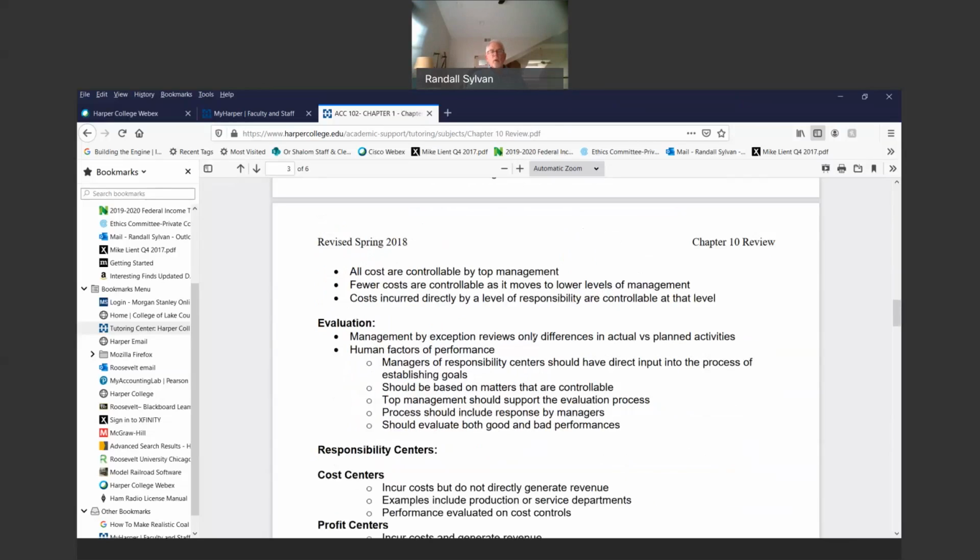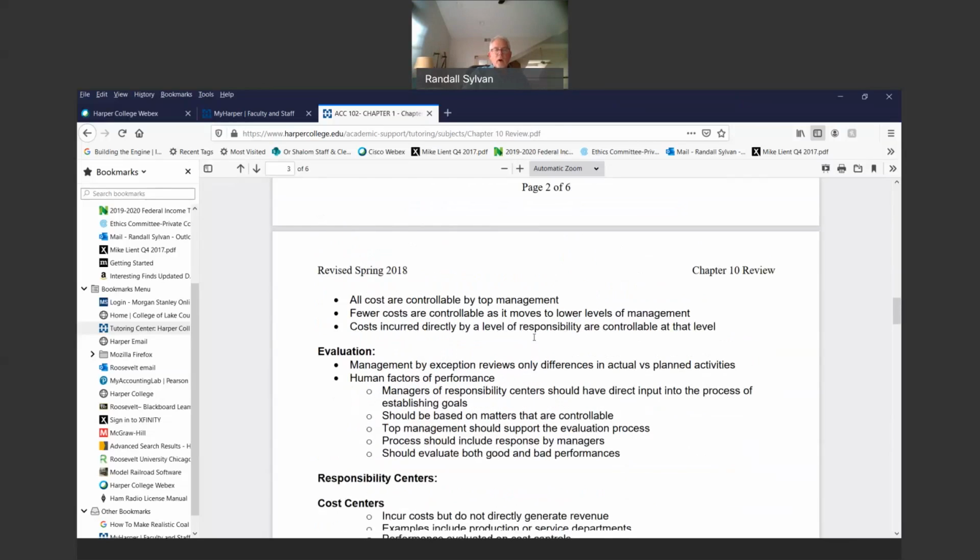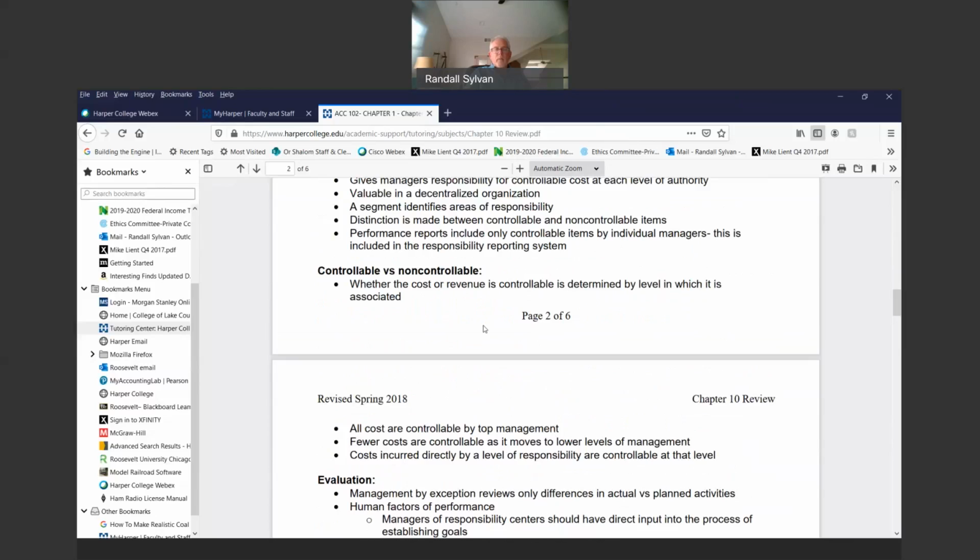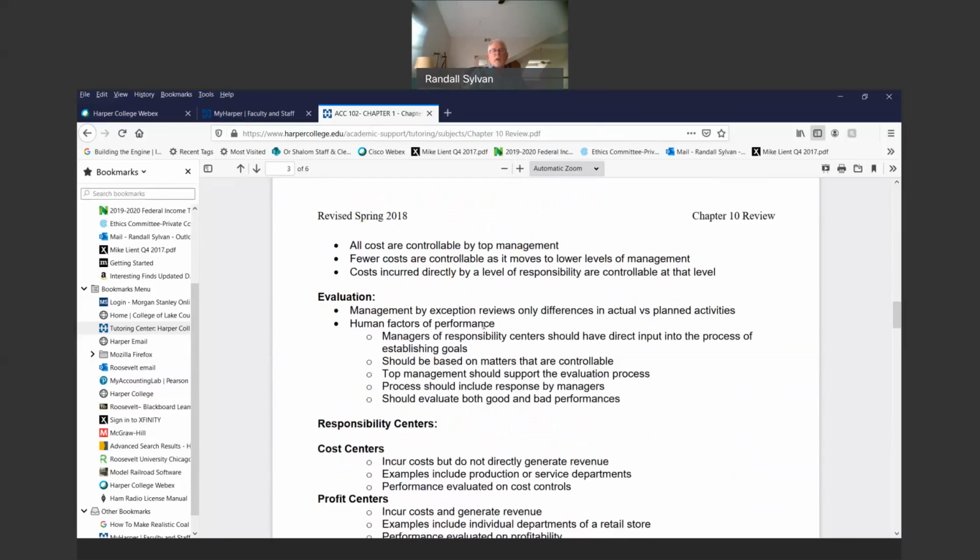Now we have controllable versus non-controllable costs right here. Whether cost of revenue is controllable, so all costs are controllable by top management, and as you go down to the lower levels of management, they become less and less controllable because each level of management has less and less that they're responsible for. Costs incurred directly at that level, though, are controllable by that particular manager.